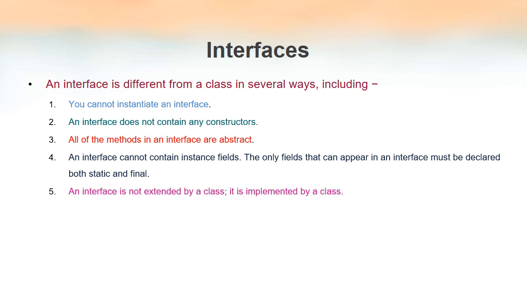The fifth difference is that an interface is not extended by a class. That means since an interface is not a class, another class cannot inherit this interface. Inheritance is a relationship between two classes, a parent class and a child class. Since an interface is not a class, we cannot make other classes inherit this interface. If we want to use interfaces, we have to implement them. That means we have to use the keyword implements. So we say that one class implements one interface. We will not say one class inherits an interface.